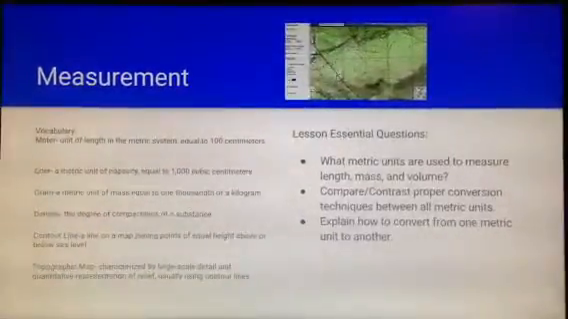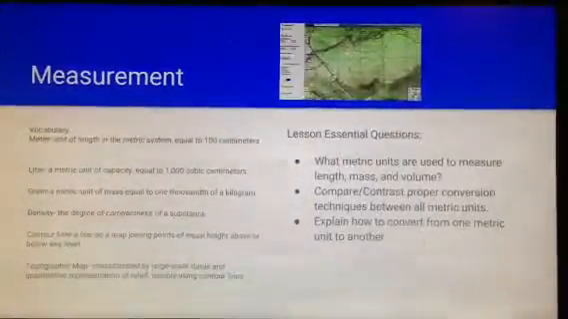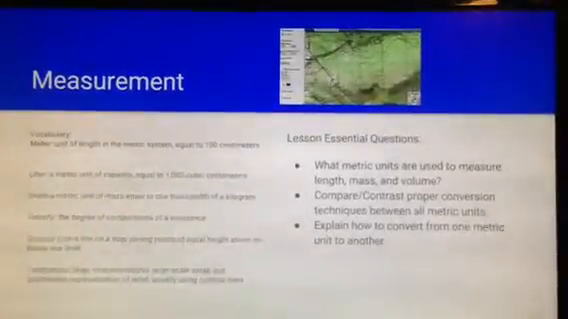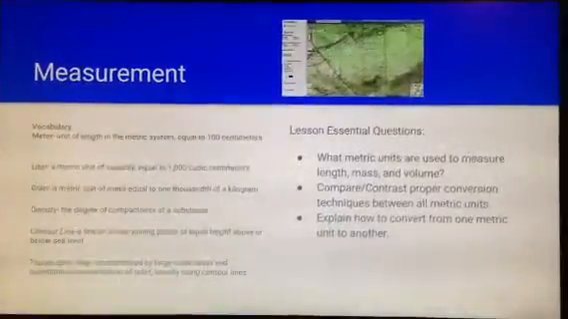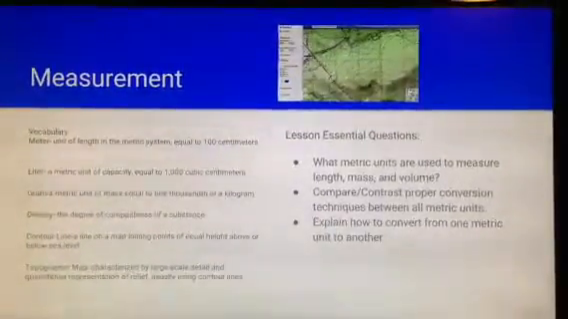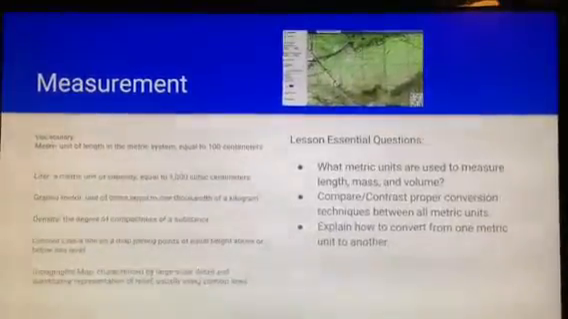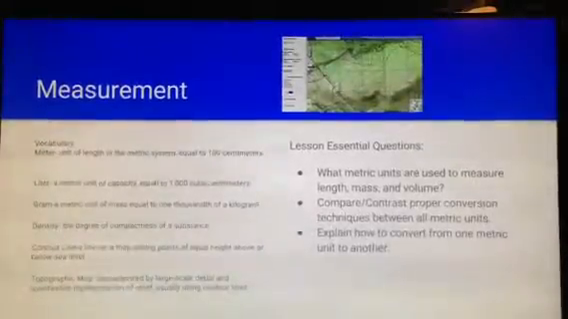And then there's contour line, which is a line on a map joining points of equal height above or below sea level. And then there's a topographic map, which is characterized by large-scale detail and quantitative representation of relief using only contour lines. And then in the corner, there's a picture of this type of map, and you can see contour lines and how they connect together.